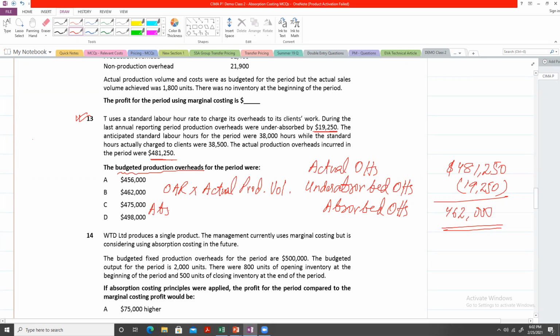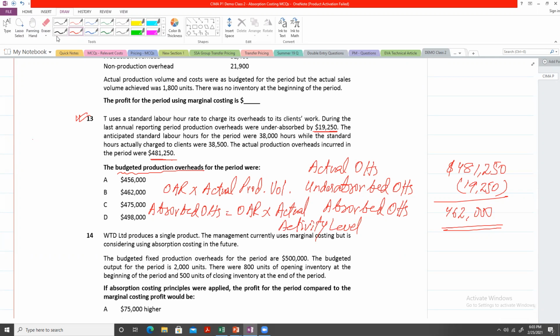So absorbed overheads is equal to OAR multiplied by actual activity level. This is how we calculate absorbed overheads. We are given the figure, so we have determined absorbed overheads here.